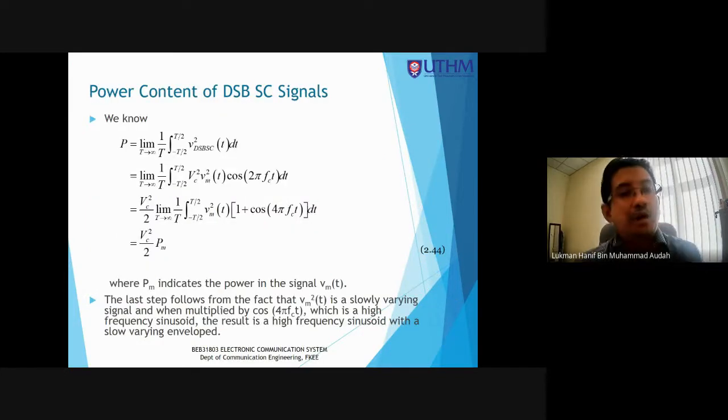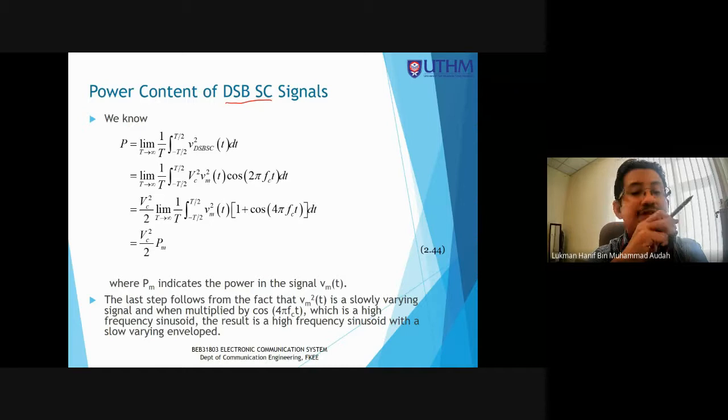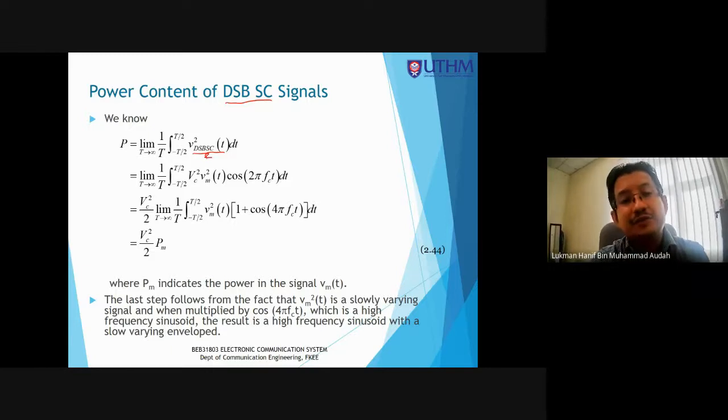Okay, power content of the double sideband suppressed carrier. Ini ditunjukkan secara mathematics. So you see that dalam pengiraan ini dia hanya menggunakan double sideband. You see that the power equation is kamiran of V square. Sebenarnya, okay, sebenarnya ada dibahagikan dengan R. Okay, yang mana R di sini adalah sebanyak unity, bersamaan dengan 1.